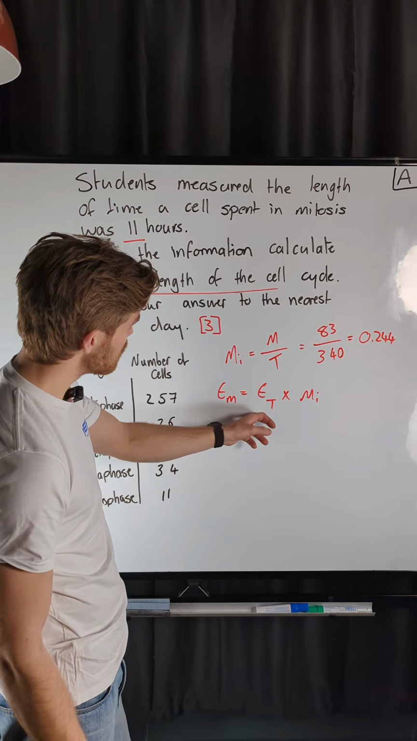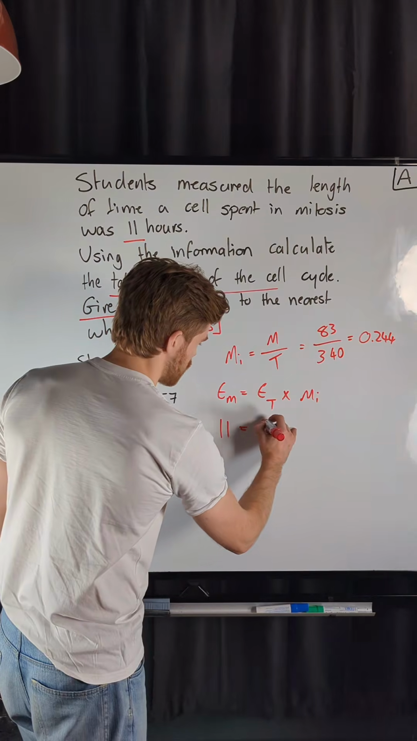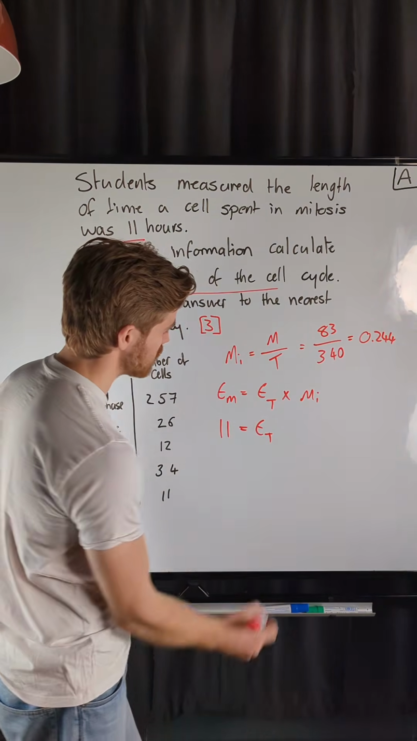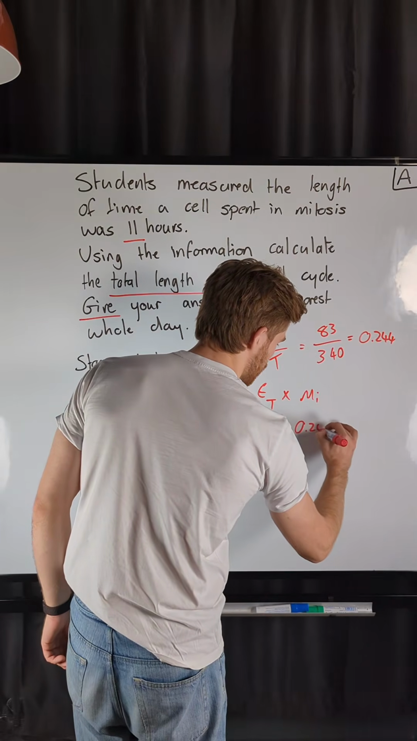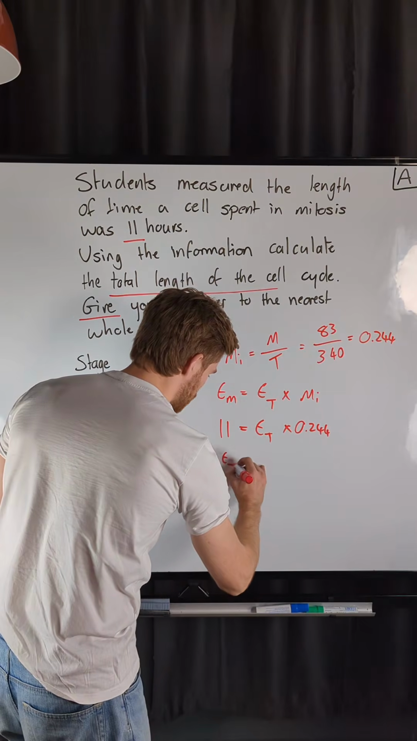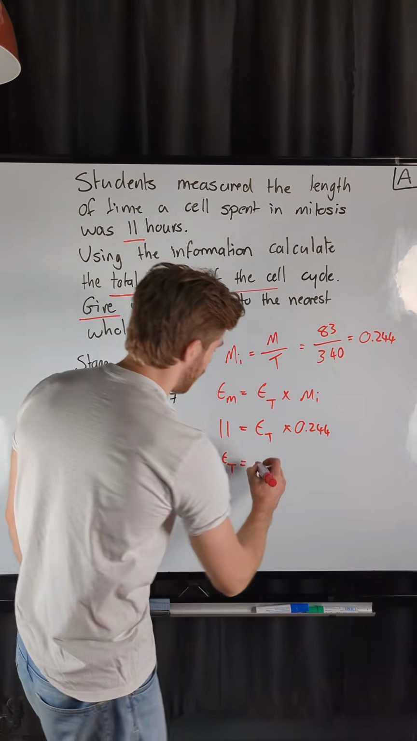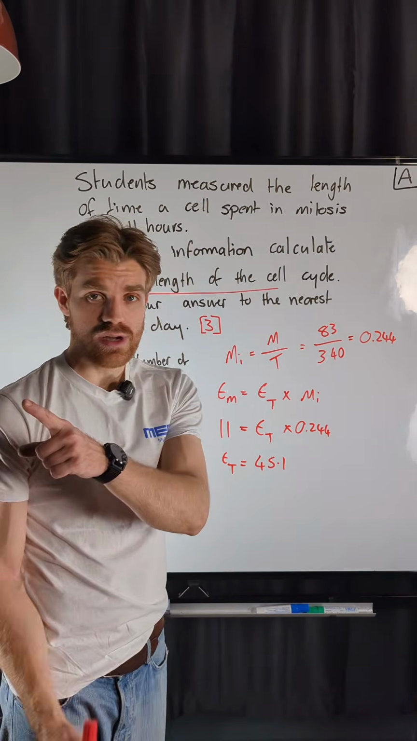Well, I know that the time for mitosis is 11 hours. My total time, I don't know. That's what I'm trying to work out. And our mitotic index is 0.244. Rearrange and solve for our total time, and we get 45.1 hours.